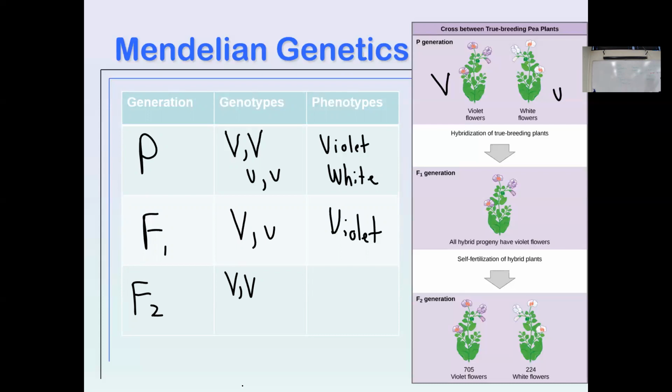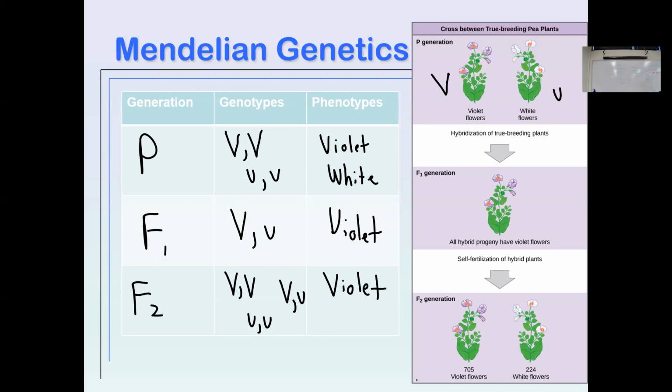So in the F2 generation, some of them would receive a violet from both parents. Some of them would receive a violet and a white. And some of them would receive 2 whites. So both this and this, both the homozygous dominant and the heterozygous, both of those would display the violet phenotype. What's actually observed and displayed would be violet.